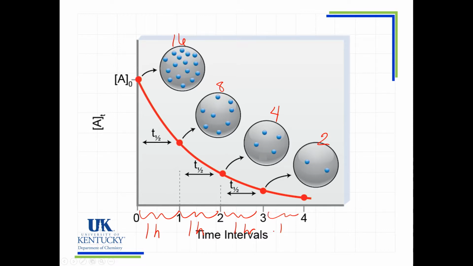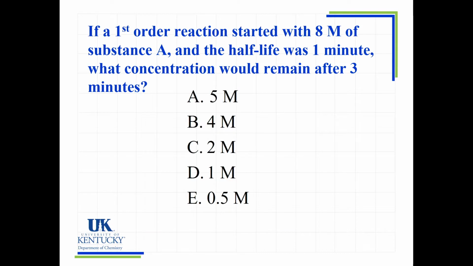If it's a molecule, we can't go to half a molecule, but if each one of those represents a mole, then we could go to half a mole and a fourth of a mole. But eventually you're going to get down to one molecule and it's going to disappear. So it doesn't go on forever and ever, but it is totally independent of how much you have.